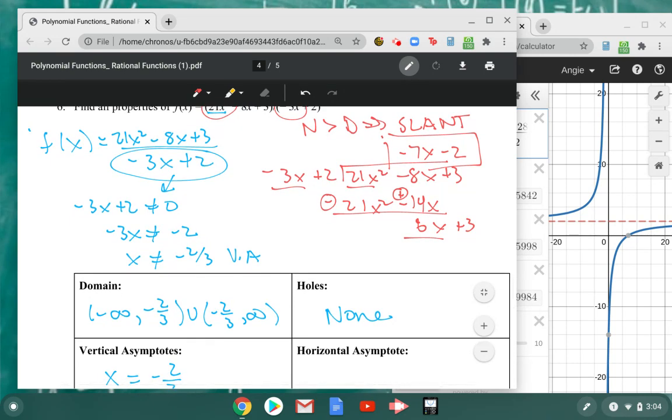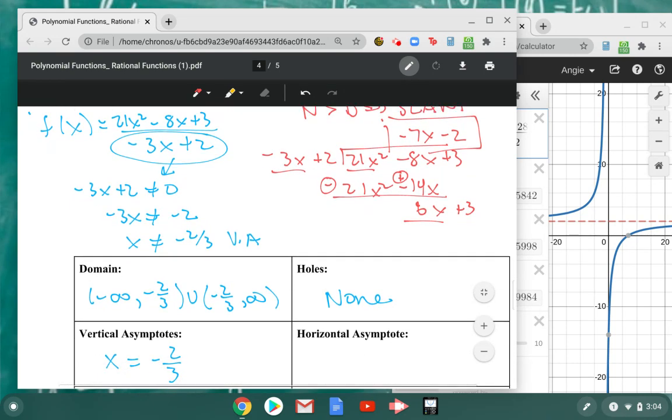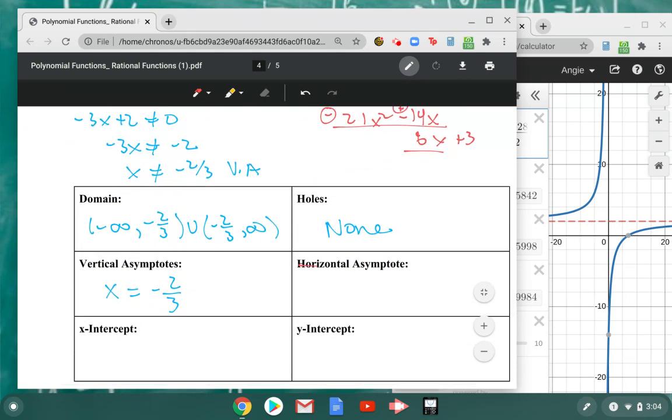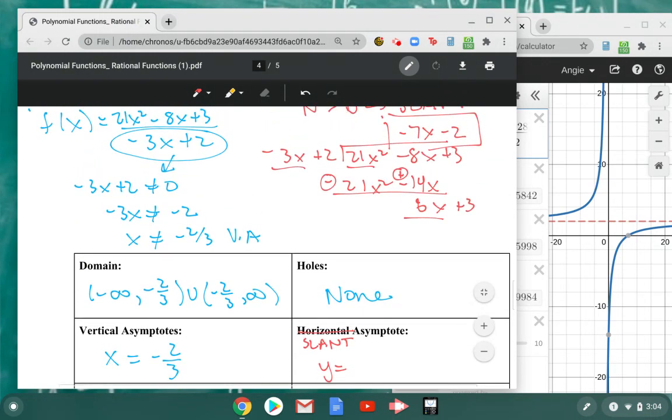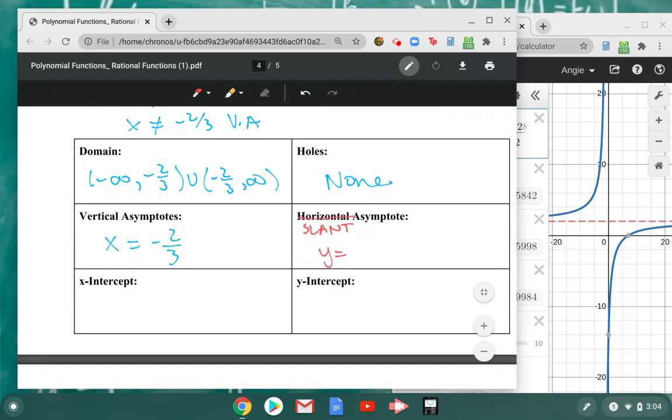So this is what y is approaching. There's not a horizontal asymptote. Instead, it's slant. Can only be one or the other. And we say that y is equal to the quotient, negative 7x minus 2.